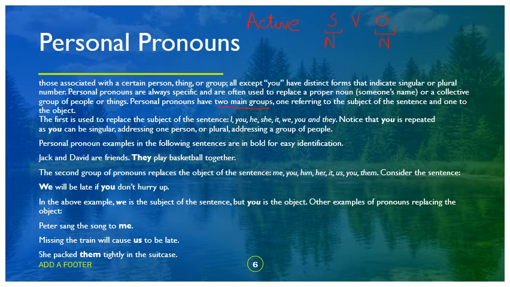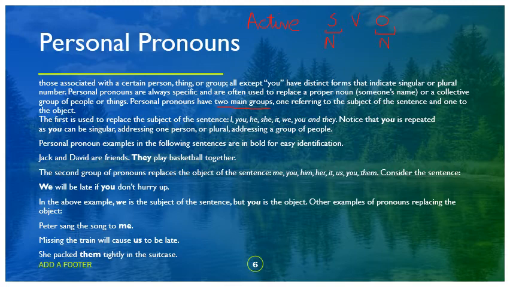The first is used to replace the subject of the sentence. So in the first slot, that is the subject slot, it might be a person who is doing the action, who is performing the action, or an animal. I, you, he, she, it, we, you, and they. Notice that you is repeated as you can be singular, addressing one person, or plural, addressing a group of people. Personal pronoun examples in the following sentences are in bold for easy identification.